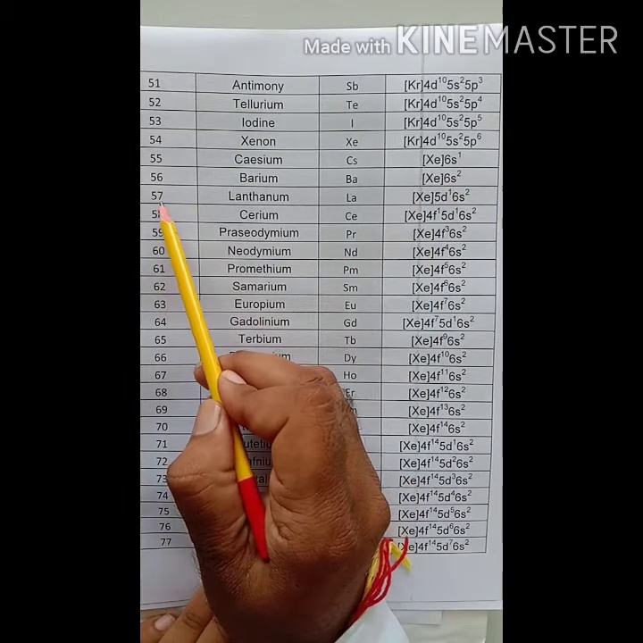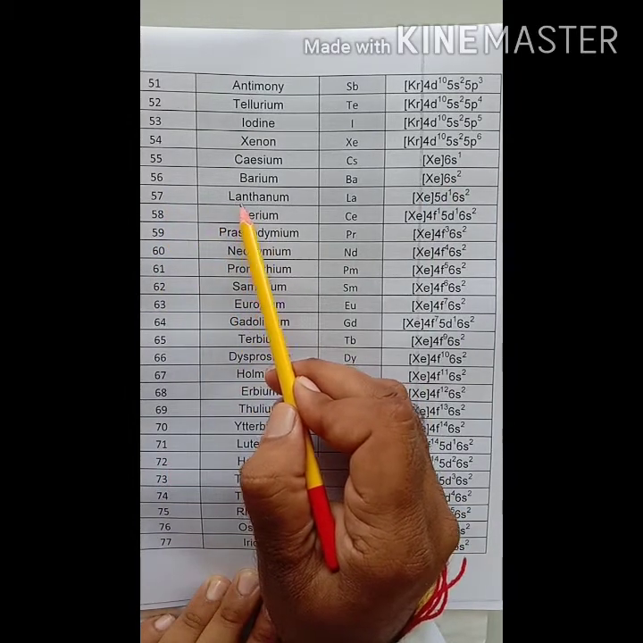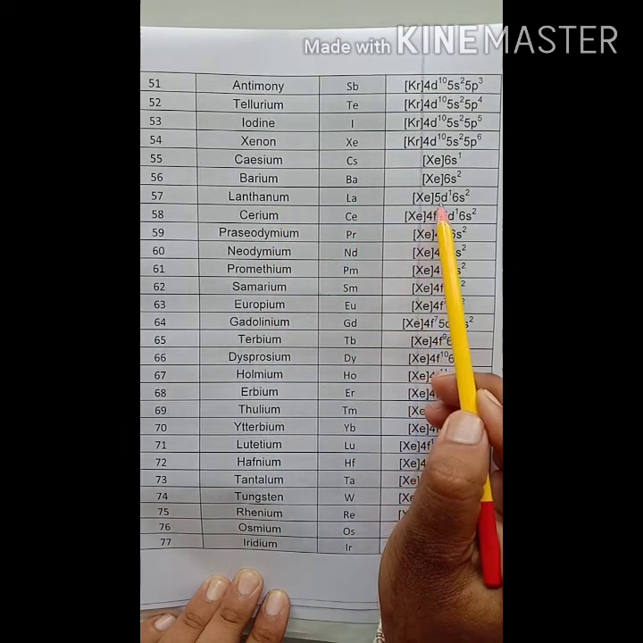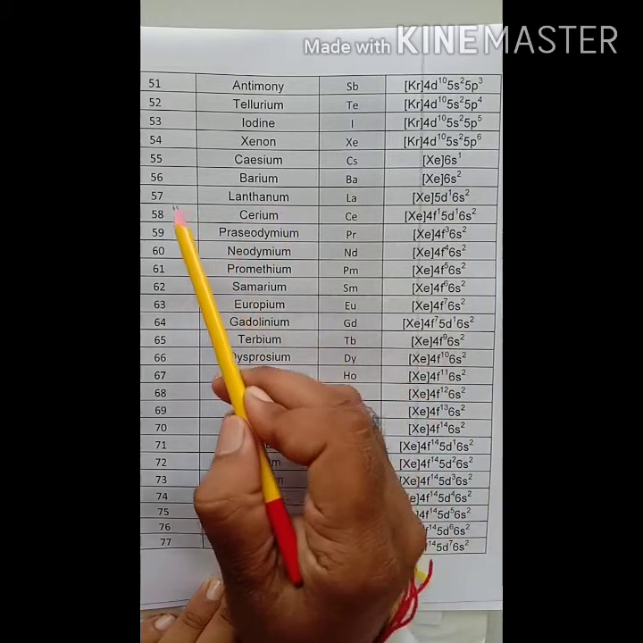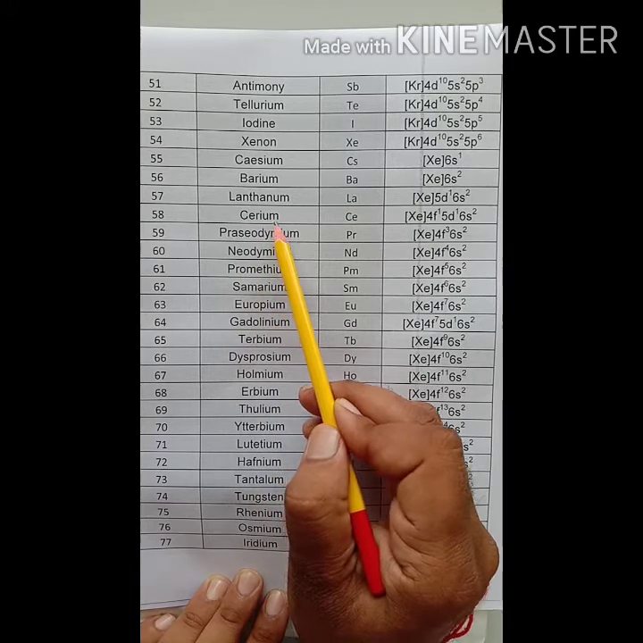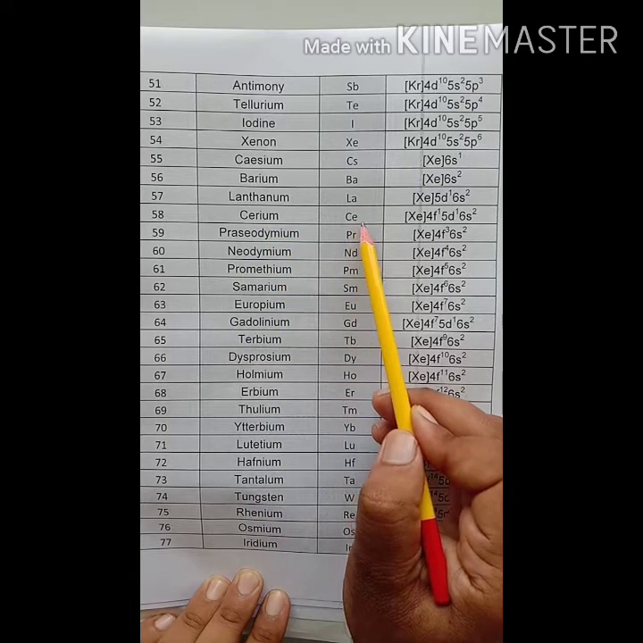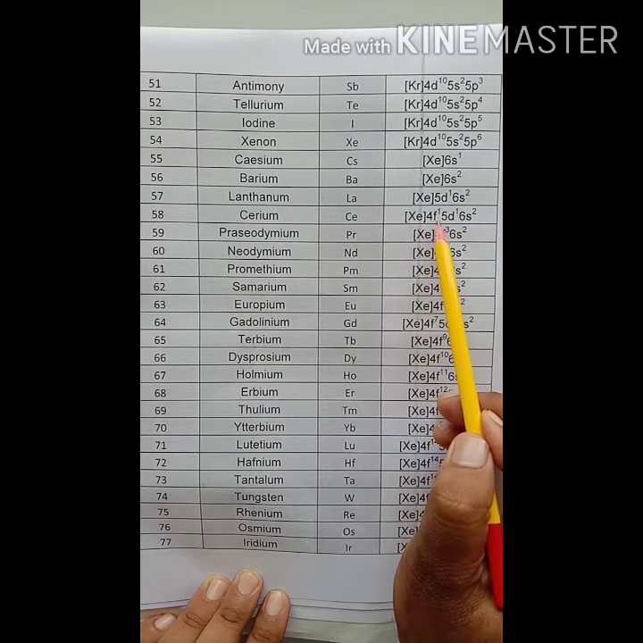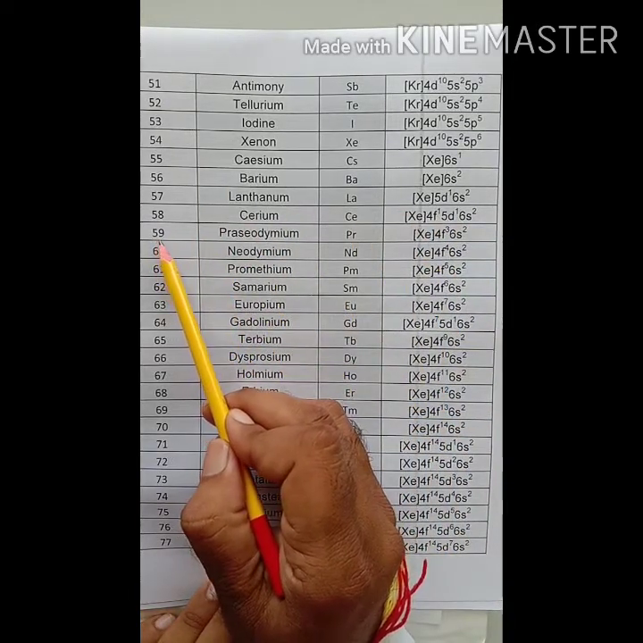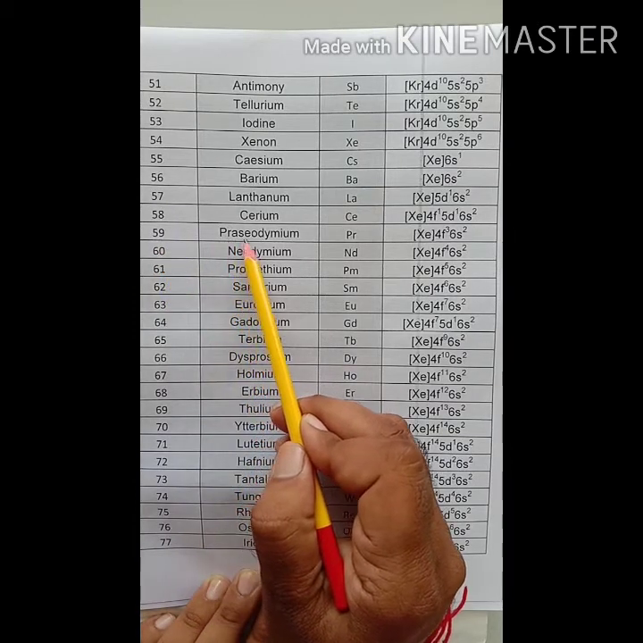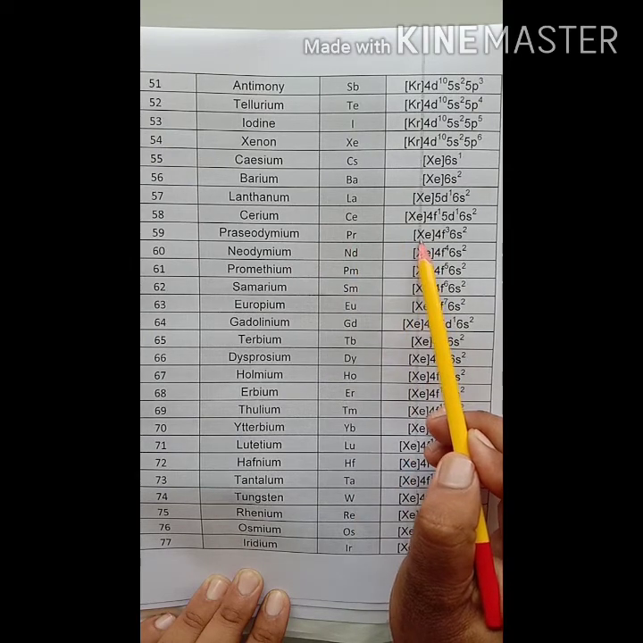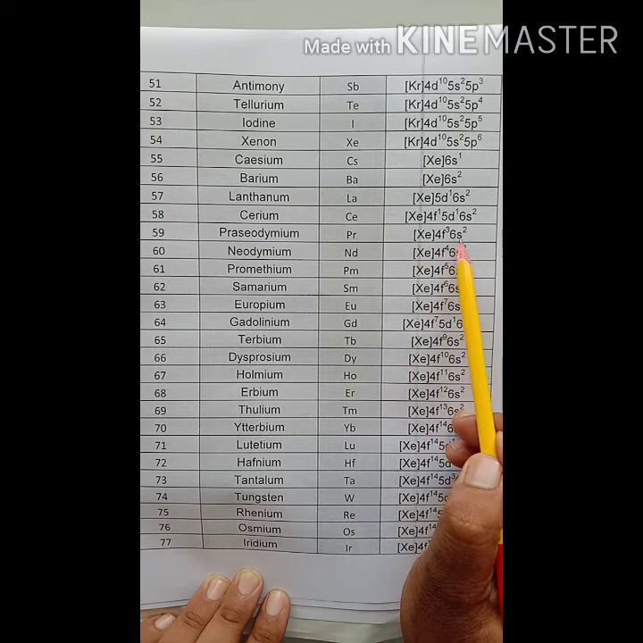The next atomic number is 57. The name of element is lanthanum. Symbol is La. Electronic configuration is Xe 5d1 6s2. The next atomic number is 58. The name of element is cerium. Symbol is Ce. Electronic configuration is Xe 4f1 5d1 6s2. The next atomic number is 59. The name of element is praseodymium. Symbol is Pr. Electronic configuration is Xe 4f3 6s2.